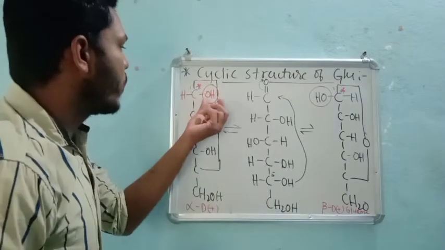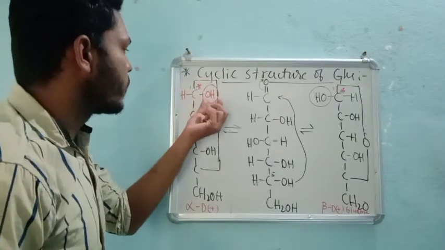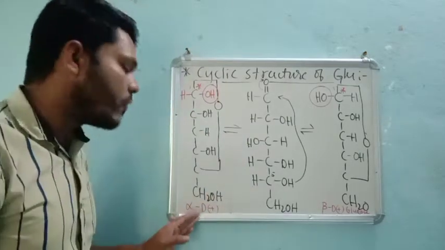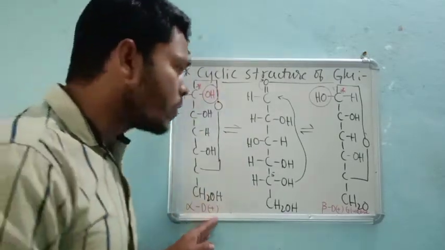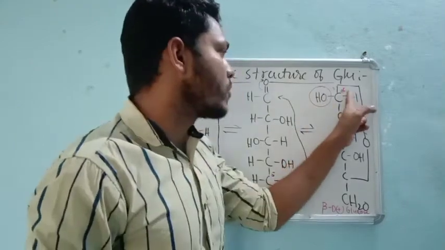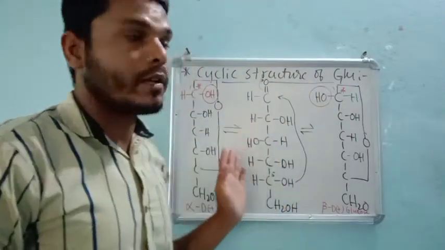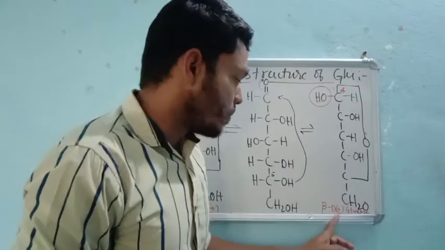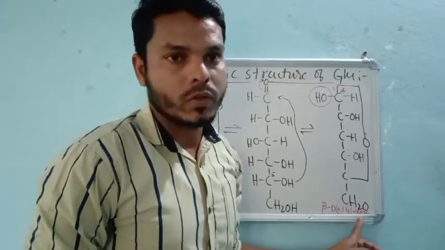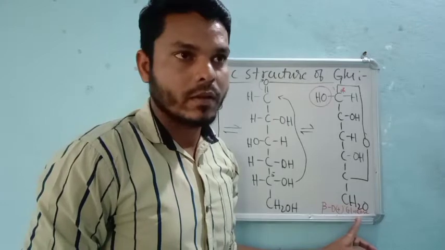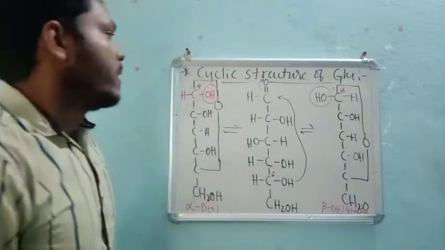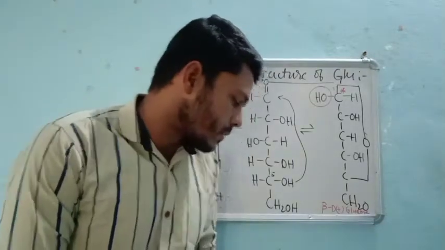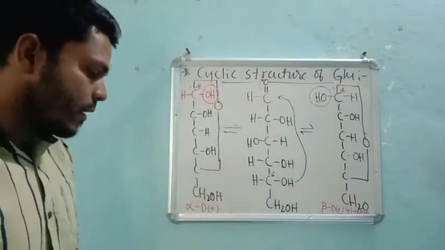Now coming to alpha and beta again. If the OH group on the first carbon atom is present at the right hand side, then it is called alpha D plus glucose. If the OH group on the first carbon atom is present at the left hand side, then it is called beta D glucose. Isn't it? Now, what are anomers? Very important. One or two times this has been asked in your exam.